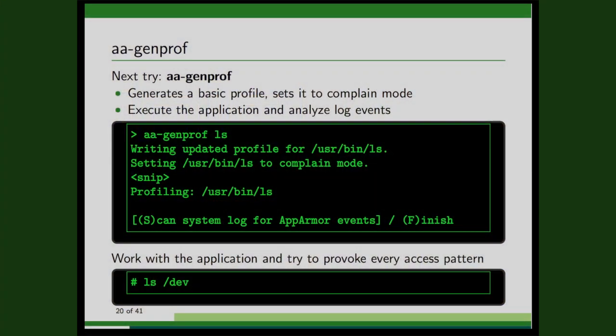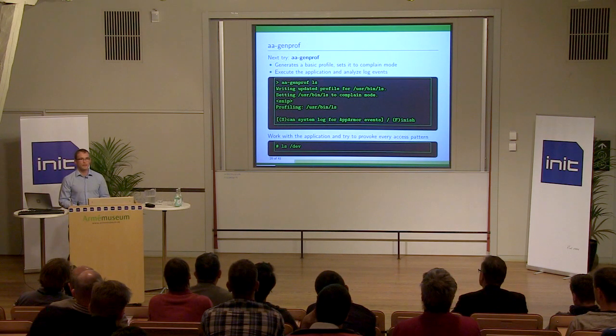I did this in this case by just listing the dev directory. You should, of course, try to provoke every access pattern that you will see in real life. So for the ls binary, that's probably not the way to go. But if you have a more complicated program, then you should use it for a while or run it for a while, collect all the log messages, and then use the program to analyze them and help you guide through the creation of the profile.